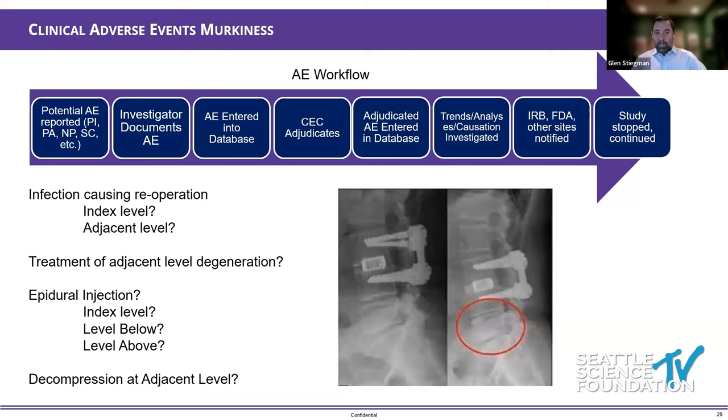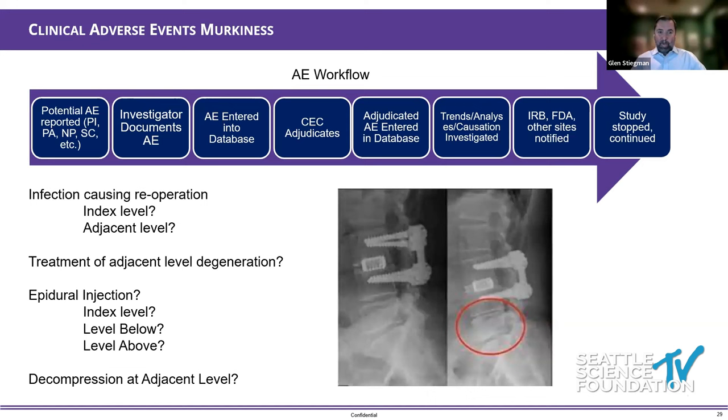Treatment of adjacent level disease. Is it the device's fault? Is it the procedure's fault? Is it the site's fault? Is it anybody's fault that the patient develops adjacent level disease? Now, there are clearly arguments that the device could have done that. But within a two-year window of that device life, is that the cause of the device, or were they already on that pathway of degeneration? Is that an AE?